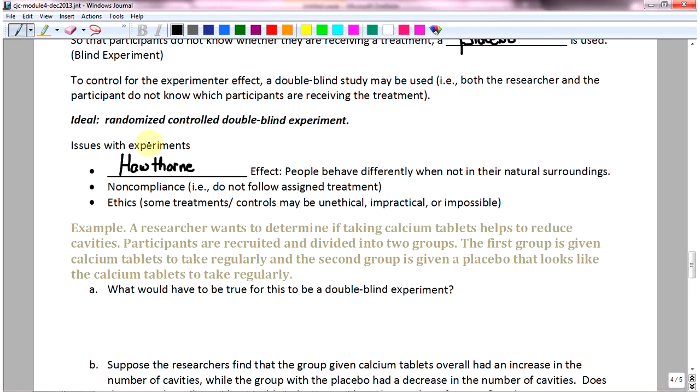Non-compliance can be an issue with experiments. This is when people may not follow the treatment to which they've been assigned.